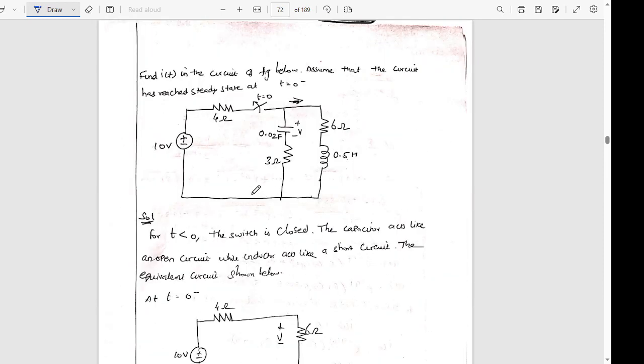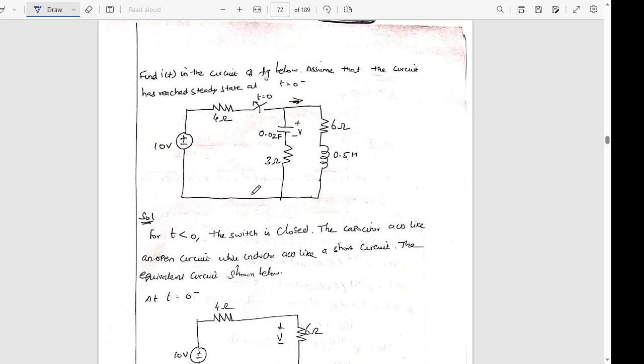Find i(t) in the circuit of the figure below. Assume that the circuit has reached the steady state at t = 0⁻. So the time itself is given at which the circuit reaches steady state. And from the diagram I can conclude that at t = 0 the switch is getting opened. It means before that it was closed. So I can assume that for a long time the switch was closed. For t less than 0 the switch was closed.